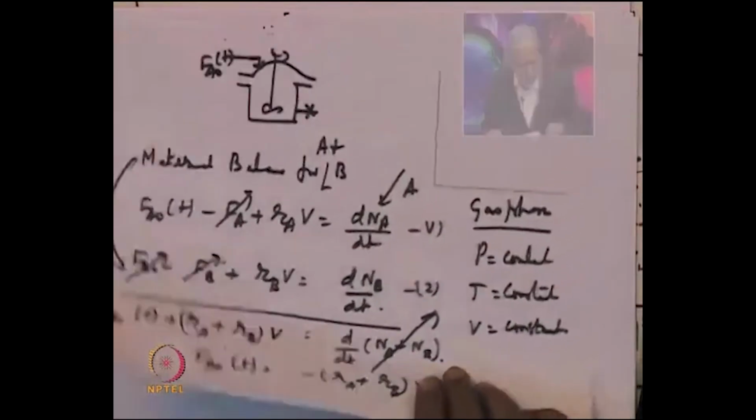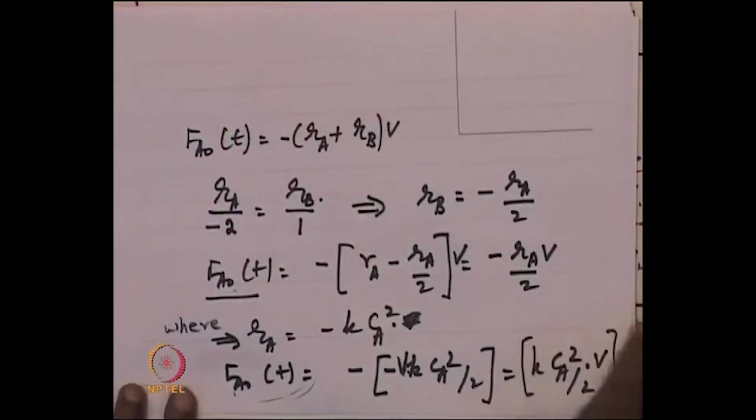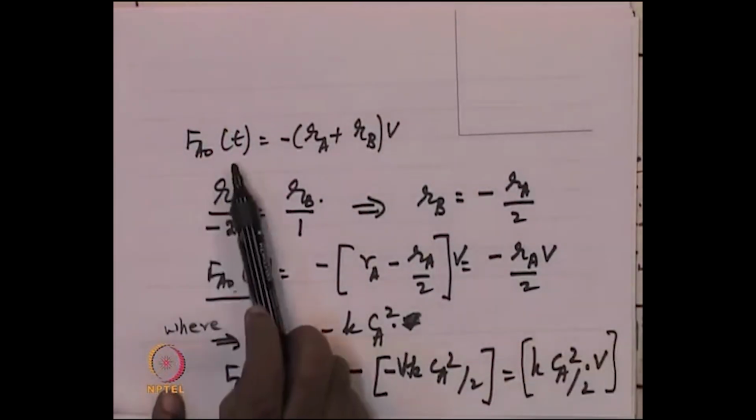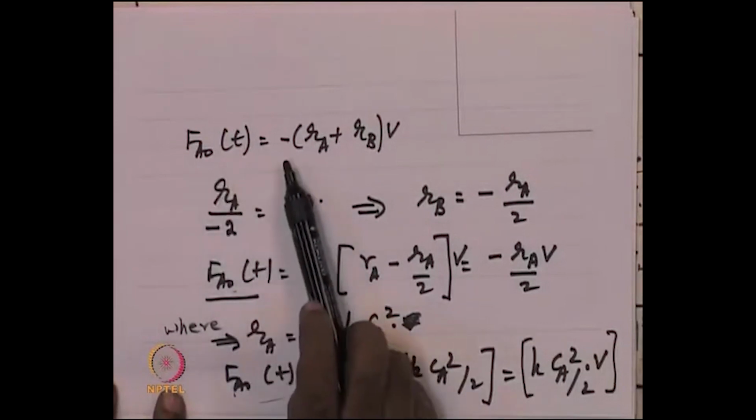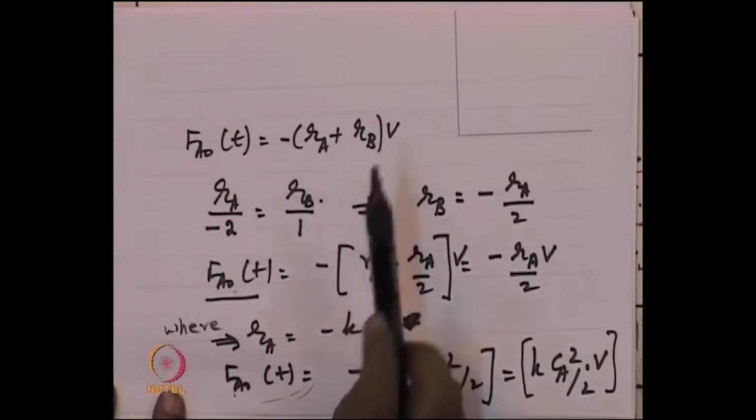Once we know this, the rest seems fairly straightforward. Let us look at all that once again. Now, what we have said is that the material balance tells us that we must regulate Fa0 coming into the equipment as minus of Ra plus Rb times V.